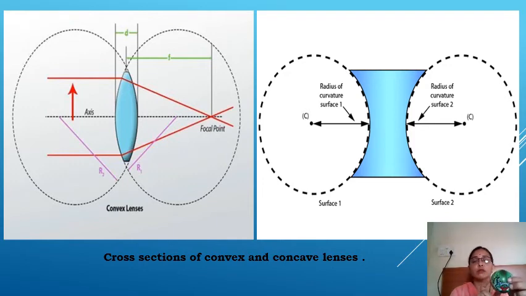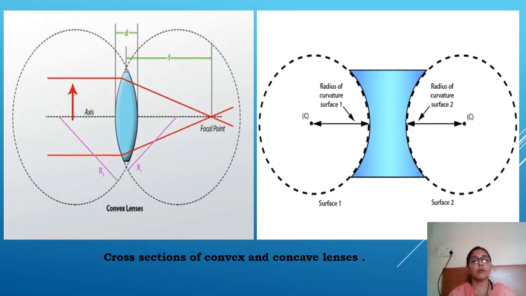Lens is a portion from the whole glass sphere. So one glass sphere is cut from this side and another glass sphere is cut, and then these two parts are joined to form a convex lens. What will be the concave lens? Now again these parts are cut and their opposite portions are joined. They are joined from the middle. So this is a cross section of convex and concave lens.